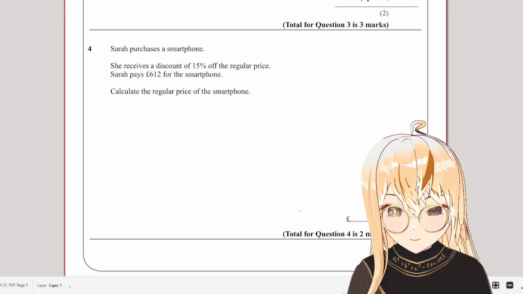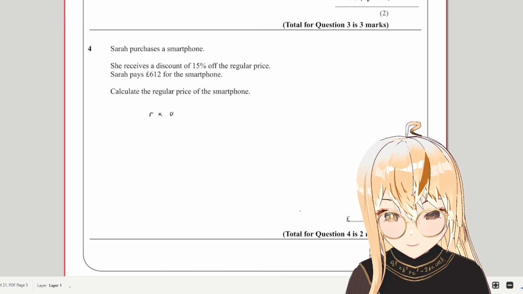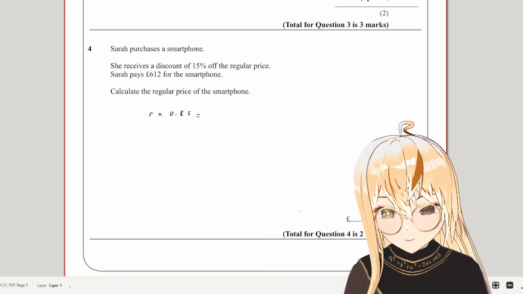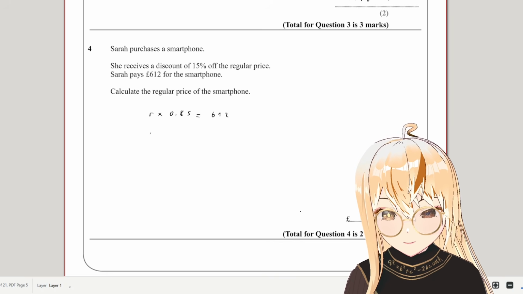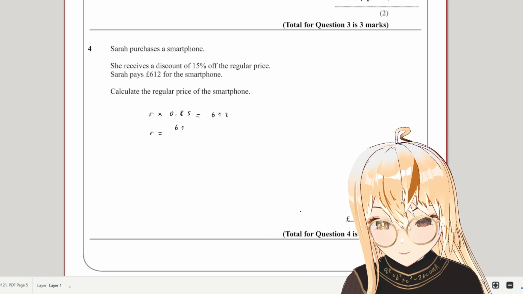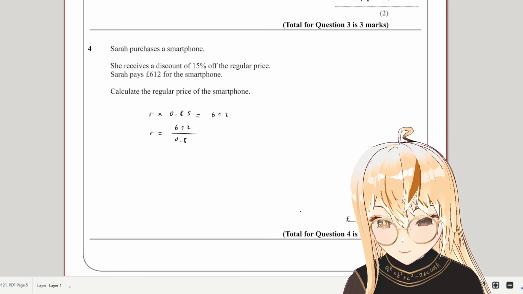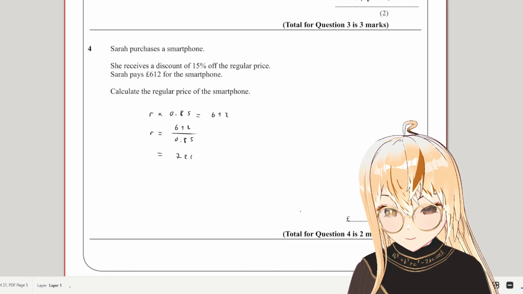So our original price multiplied by 0.85, because that would be 15% off, would equal to 612. So then our original price would be 612 divided by 0.85, which is 720.